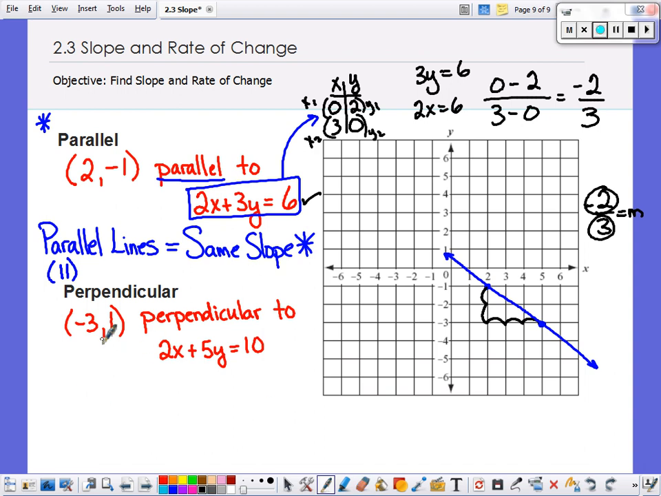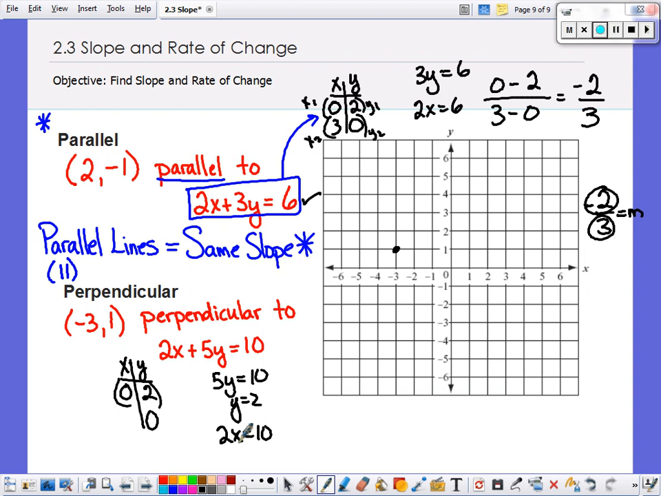And again, what we need to do is we know it goes through the point negative 3, 1. So we go to the point negative 3, 1, put a dot, and now we've got to figure out what is the slope of this equation. So I'm going to use my handy dandy t-chart, which is just a sampling of points. I'm going to do the x and y intercepts again. So if I plug in 0 for x, what I get is 5y equals 10 or y equals 2. So I can come over here and put 2, there's a point. And then I go ahead and plug in a 0 for y, and I get 2x equals 10. And so in this case, x equals 5. And there's my second point.